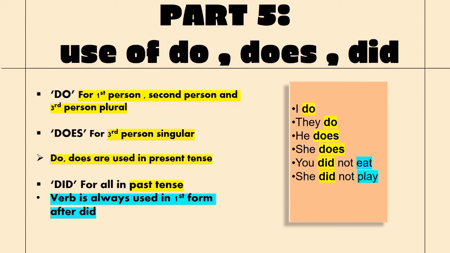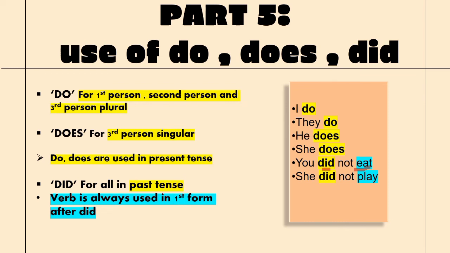Looking at some examples: I do, because it is not third person singular. They do, because it is not third person singular. He does, because it is third person singular. She does. You did not eat. We are seeing that we are using did and then the first form of verb eat. She did not play. We are using did and the first form of verb.